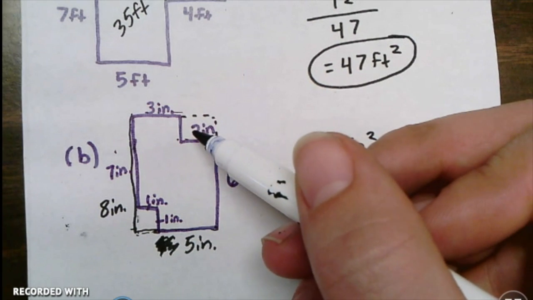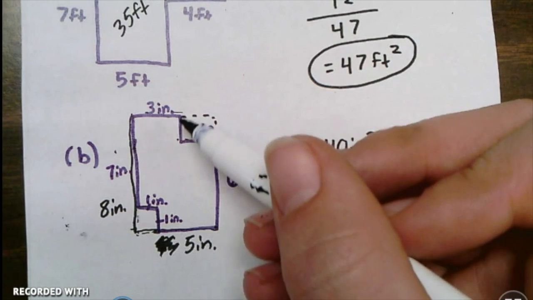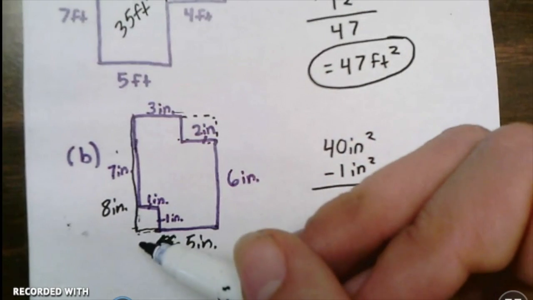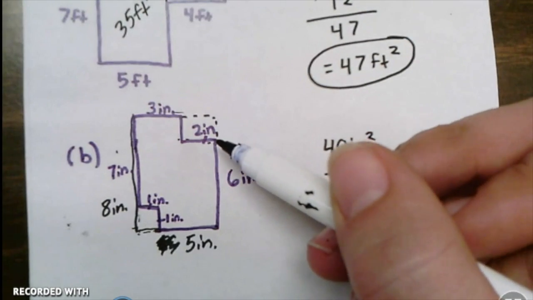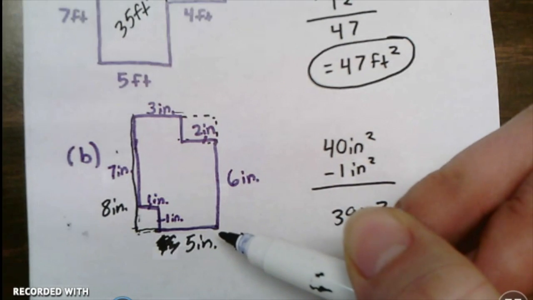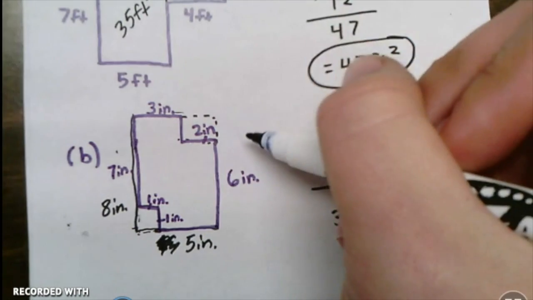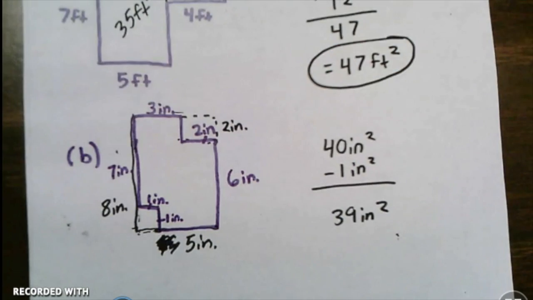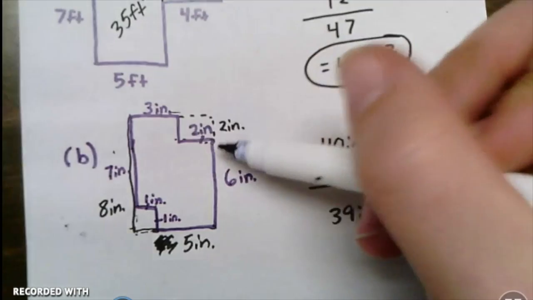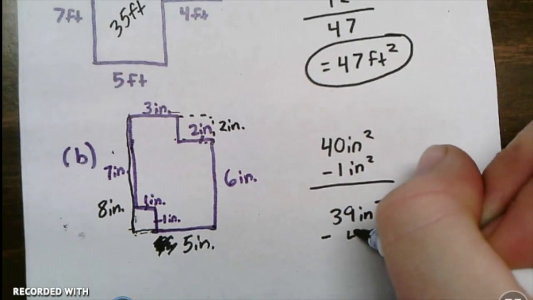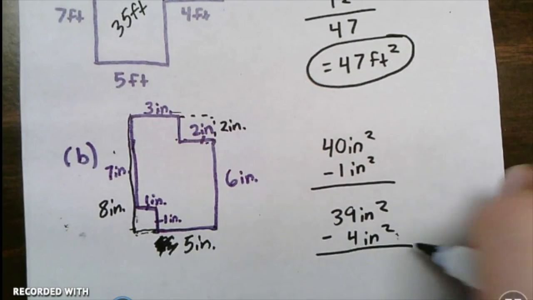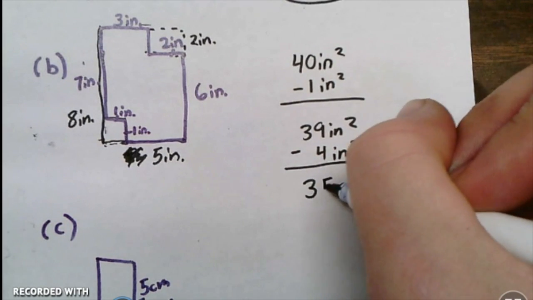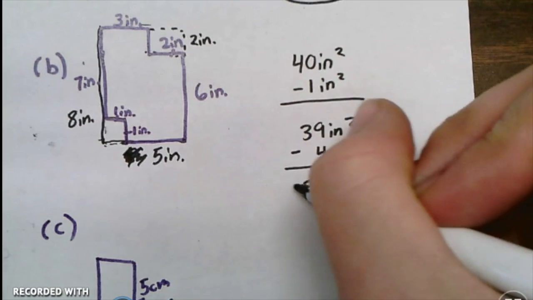And now to subtract this one, we just need to find the distance of this right here. And so we're going to do that by saying, well, if from here to here is 8, and from here to here is 6, then 8 minus 6 tells me that this distance right here would have to be 2 inches. So 2 times 2 is 4. I'm going to subtract another 4 inches squared, which gives me my final answer of 35 inches squared.